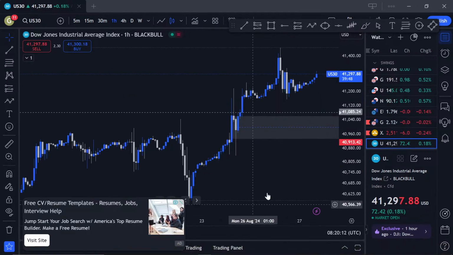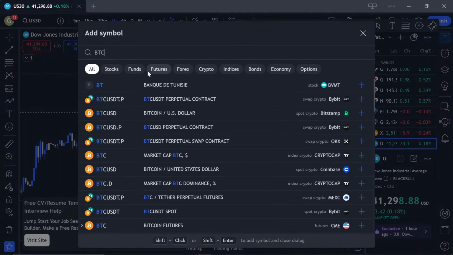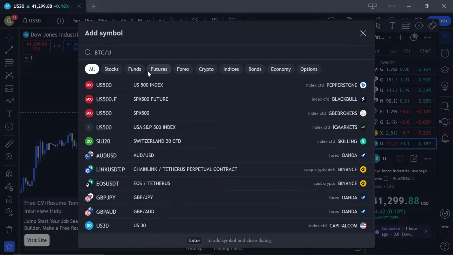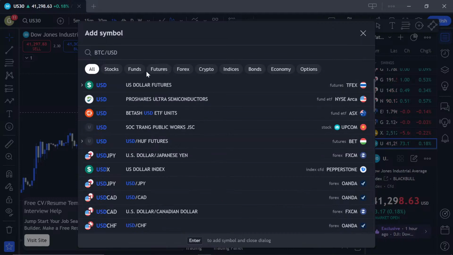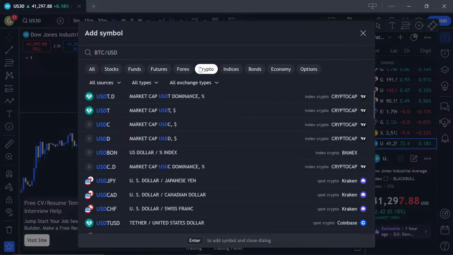And then next up, he requested for BTC. Let me just search for BTC/USDT. Let me just come over to cryptos.